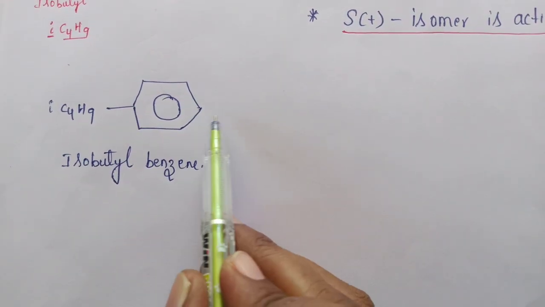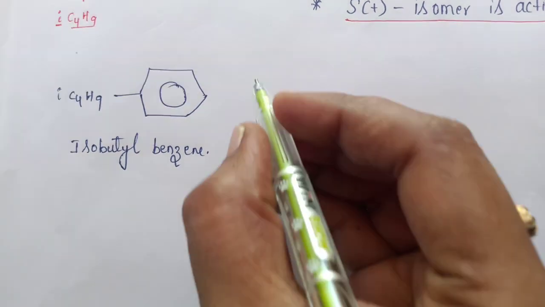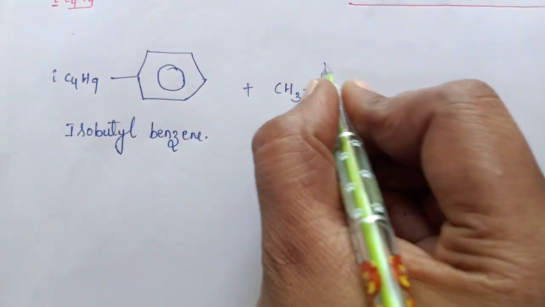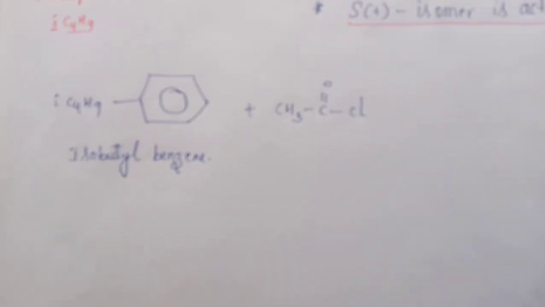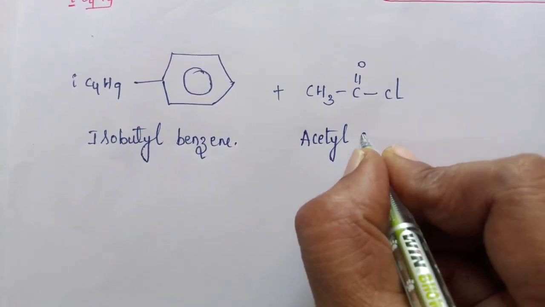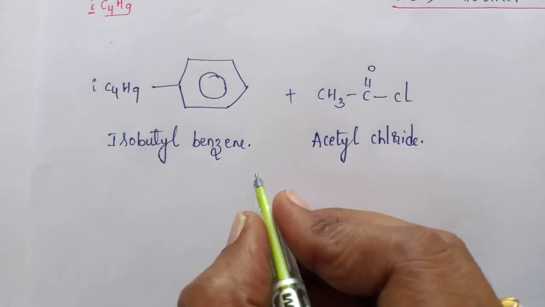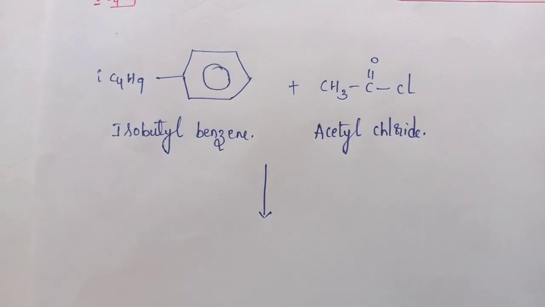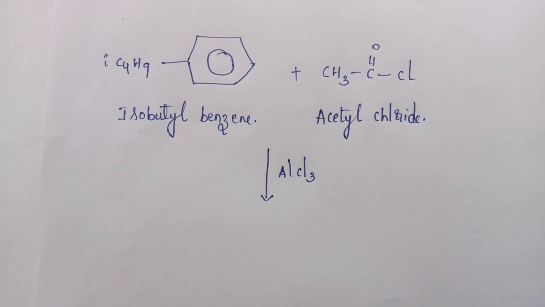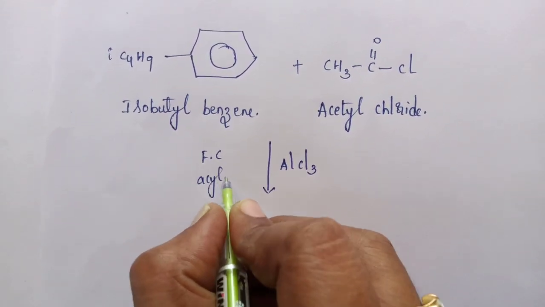At this para position, we first attach an acetyl group. Just go for acetylation. The acetylating agent is CH3, C double bond O, Cl. What is the name of this acetylating agent? It is acetyl chloride. This is a type of Friedel-Crafts acylation, which always occurs in the presence of an acid, a Lewis acid like AlCl3.